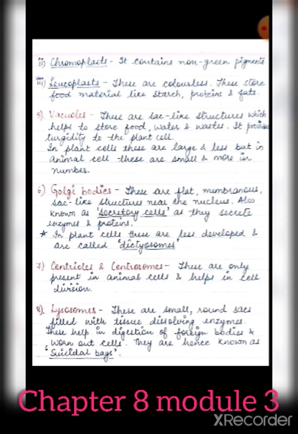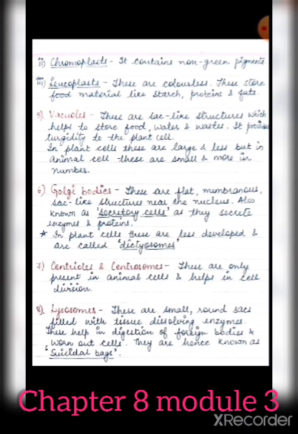Then Golgi bodies is the sixth one. These are flat membranous sac-like structures near the nucleus. They are also known as secretory cells, as they secrete enzymes and proteins. In plant cells, these are less developed and are called dictyosomes.